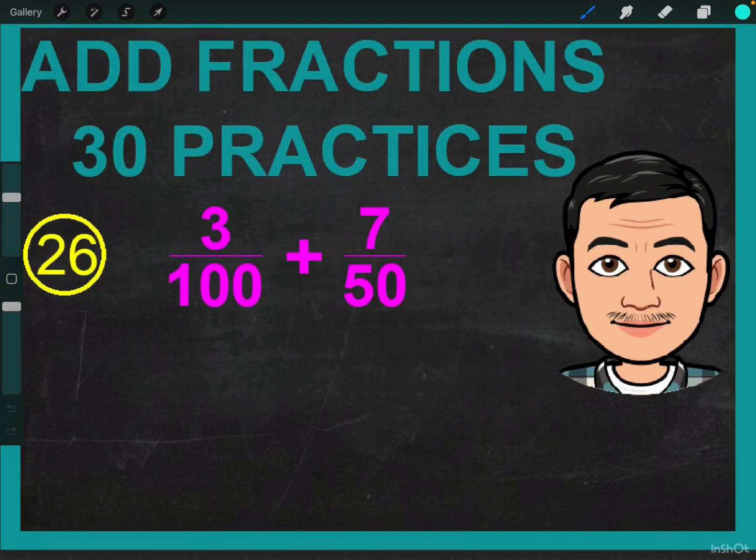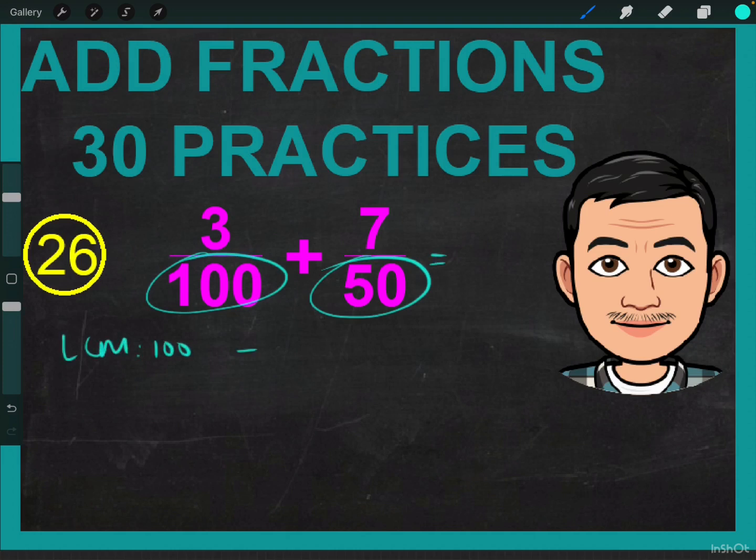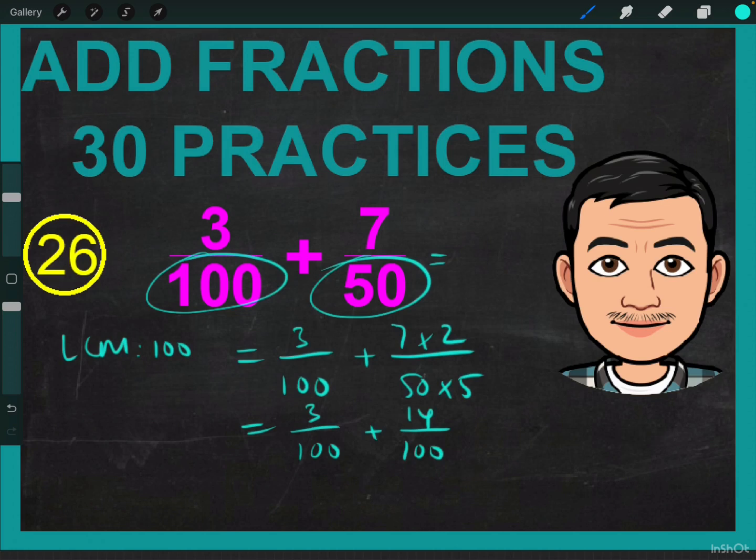Bracket number 26, we have two fractions with different denominators, 100 and 50, and we can see that 100 is double of 50, so the LCM is 100. And now we convert the first fraction. We don't need to do anything, we just keep it the same, and the second fraction we times 2 for 7, and also we times 2 for 50. So we got 3 over 100 add 14 over 100. Now they have the same denominator, so we give it 100, and on the top we have 3 plus 14 is 17. That's the answer.